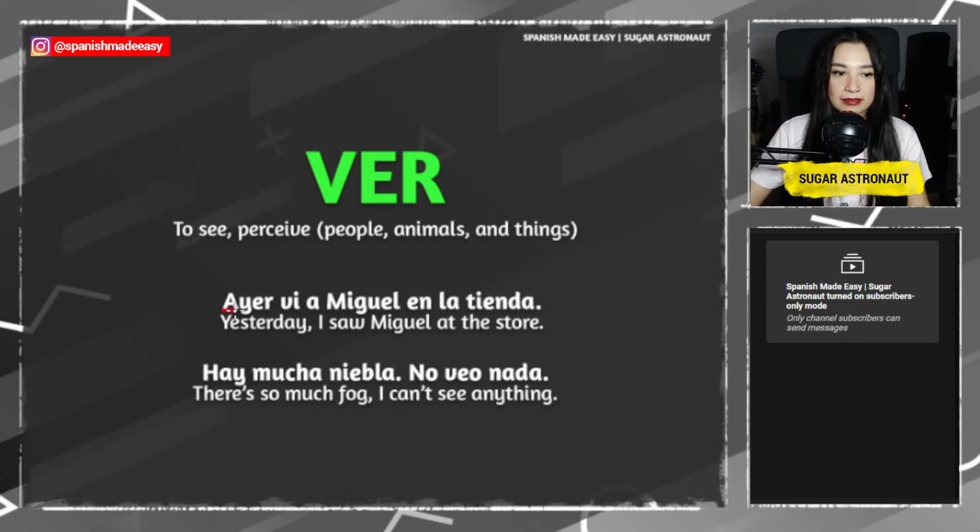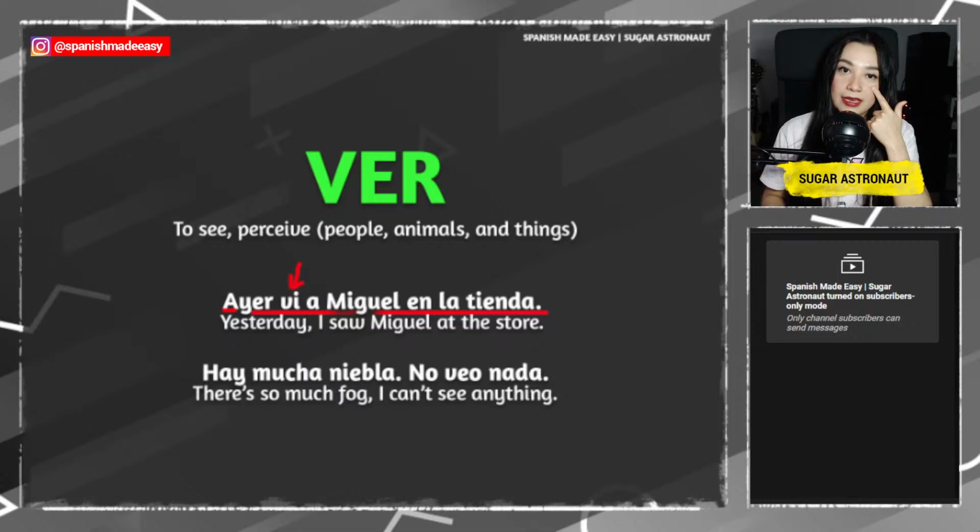Ayer vi a Miguel en la tienda. Ayer vi a Miguel en la tienda. This means I saw Miguel at the store yesterday, or yesterday, I saw Miguel at the store. So that's like the literal translation. Ayer means yesterday. Vi in this case is a conjugated form of the verb ver, and in this situation, it means to see. Obviously, in past tense, perfect tense.